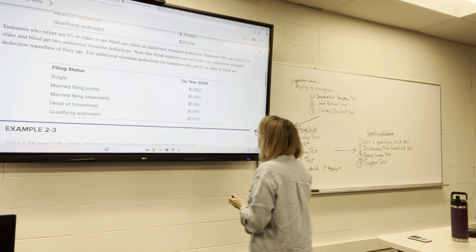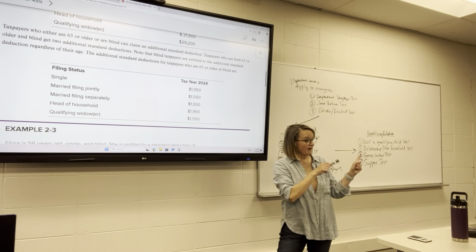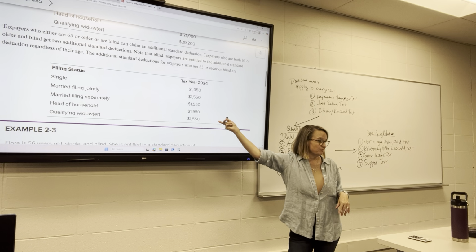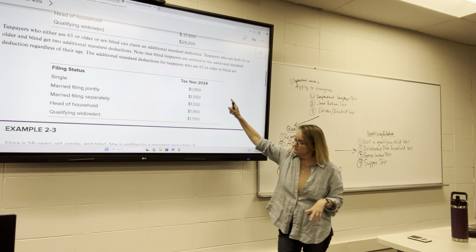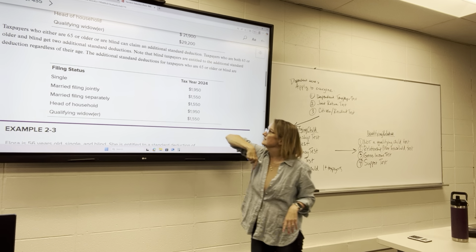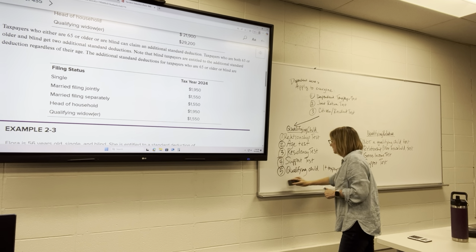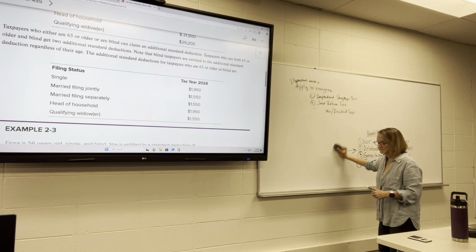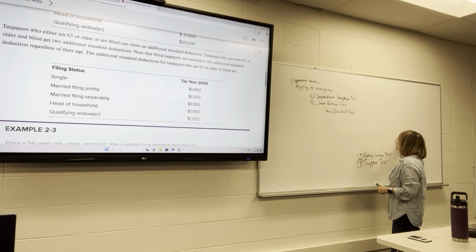And like I said, if you're both over 65 and legally blind, you get to stack them on top of each other. So if you're single, then you get an additional standard deduction of $1,950. So let's do some math here. There it is.